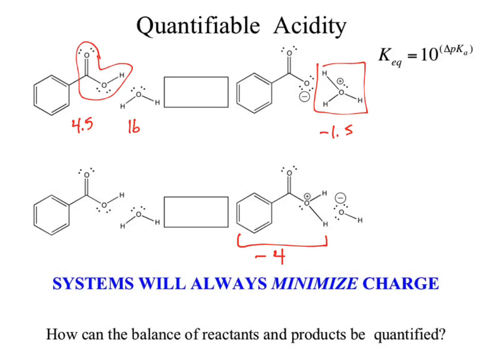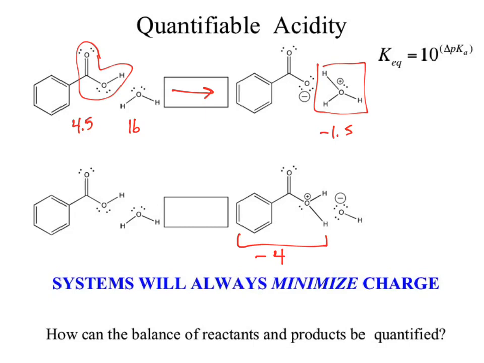Top one or the bottom one? I think I heard someone mumble out the top one. Why is the top one more likely to proceed forwards? What was that? The product that is produced is a less strong acid.